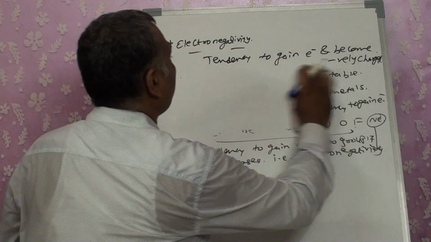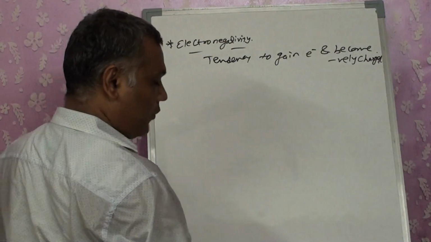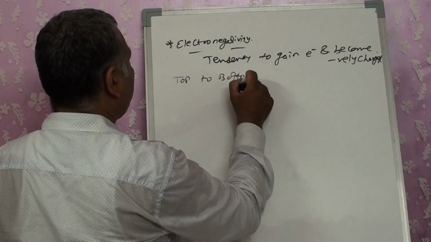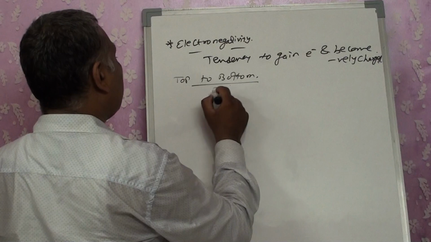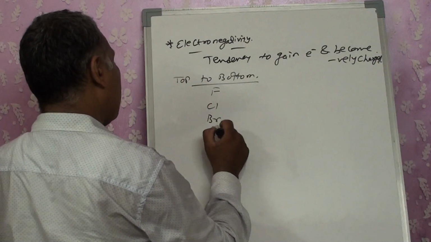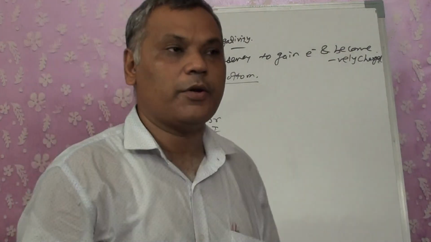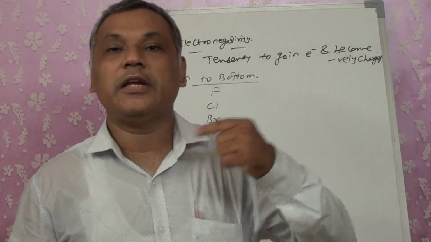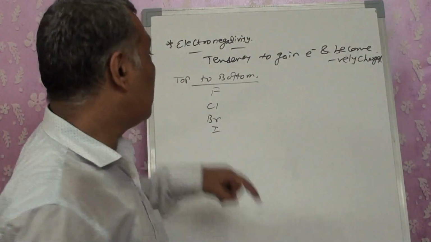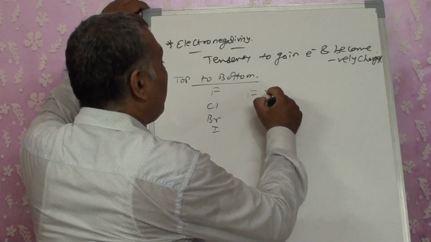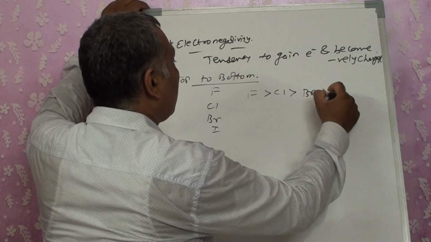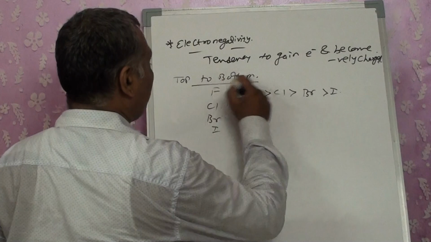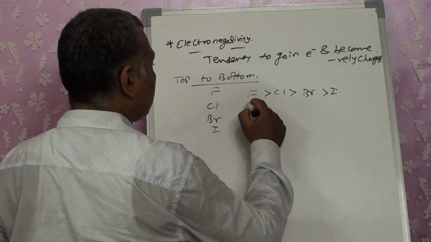Similarly, let's go top to bottom. What will happen? We will take the example of F, Cl, Br, I. I am taking the same example of F, Cl, Br, I because in the previous lecture we said that the electron gain enthalpy trend was not F, Cl, Br, I; it was Cl, F, Br, I. But here, top to bottom, the trend is F, Cl, Br, I. The trend remains as F, Cl, Br, I. That means top to bottom, electronegativity decreases.